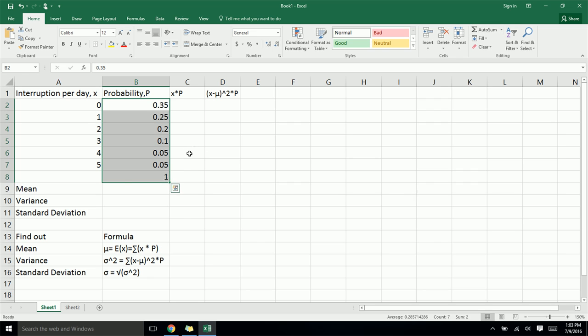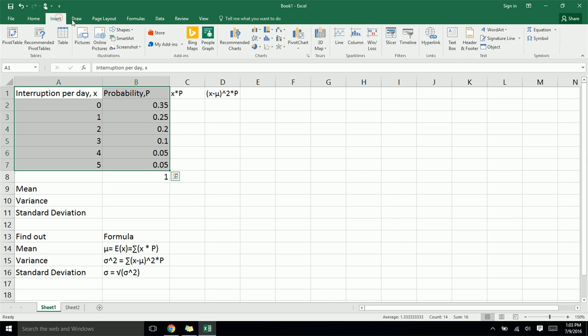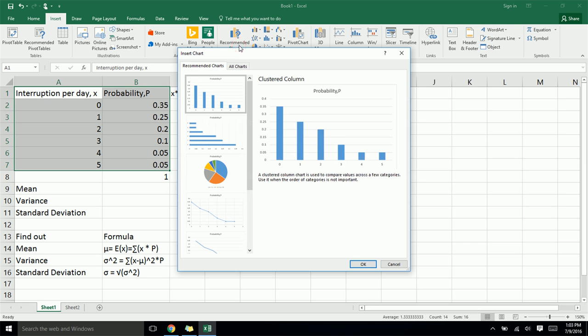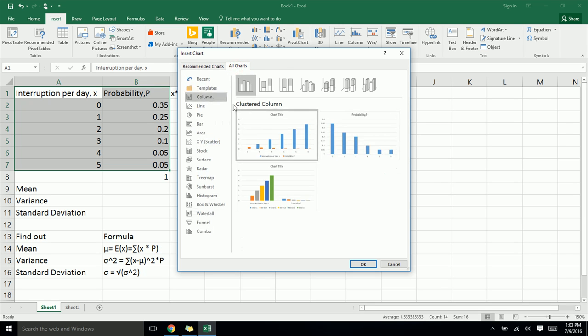Now let's try to see the probability distribution in a graphical form. Let's select our data and then go to Insert and recommended chart. You see that it has already given us a probability distribution. You can select this either, or you can go to all charts, select column.